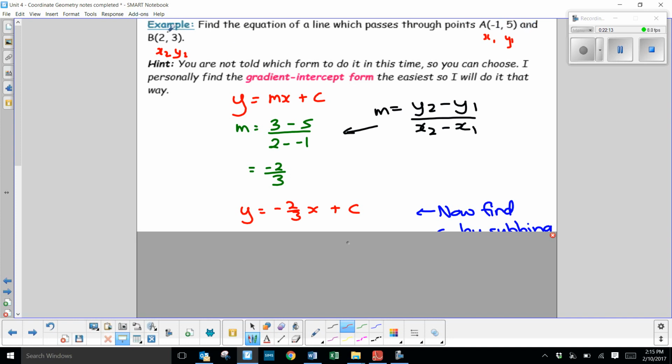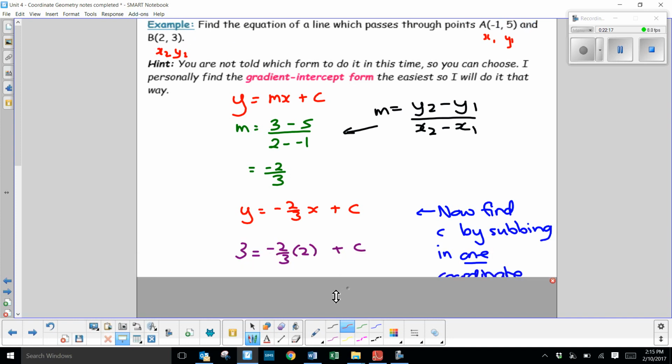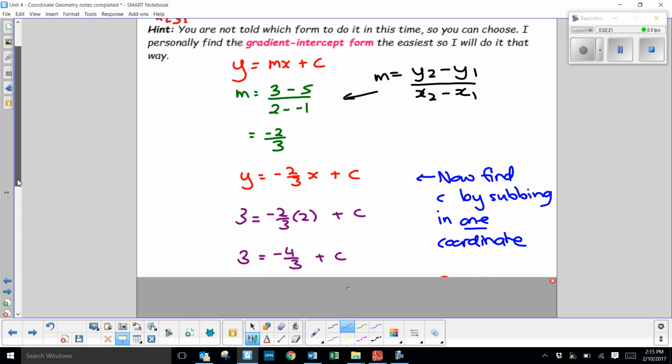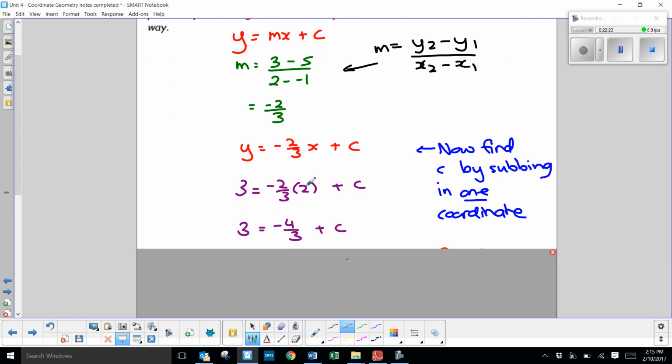Now find c by subbing in a coordinate, is what we're doing. So I've chosen to sub in 2 and 3. Negative 2 over 3 times 2 over 1 is the same as negative 4 over 3. And then what do you need to do? You need to add 4 over 3 to both sides. So 3 is the same as 9 over 3. 9 over 3 plus 4 over 3, what would that be?